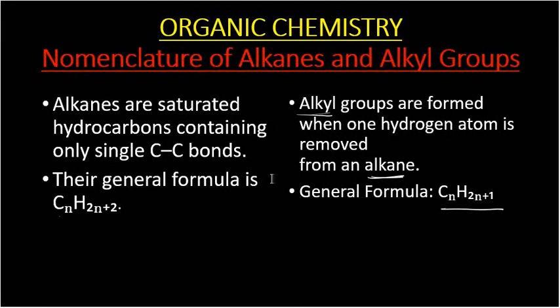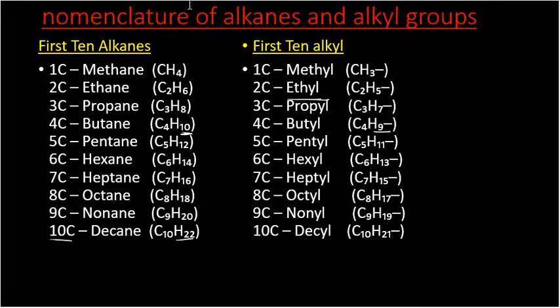Now, let's look at how they are represented in the formula. If you look at these, the first 10 alkanes, the one with one carbon is known as methane. Methane has 4 hydrogens. After removing one hydrogen from methane, it becomes what we call methyl. So methyl is CH3, like that. That's what we call an alkyl group.